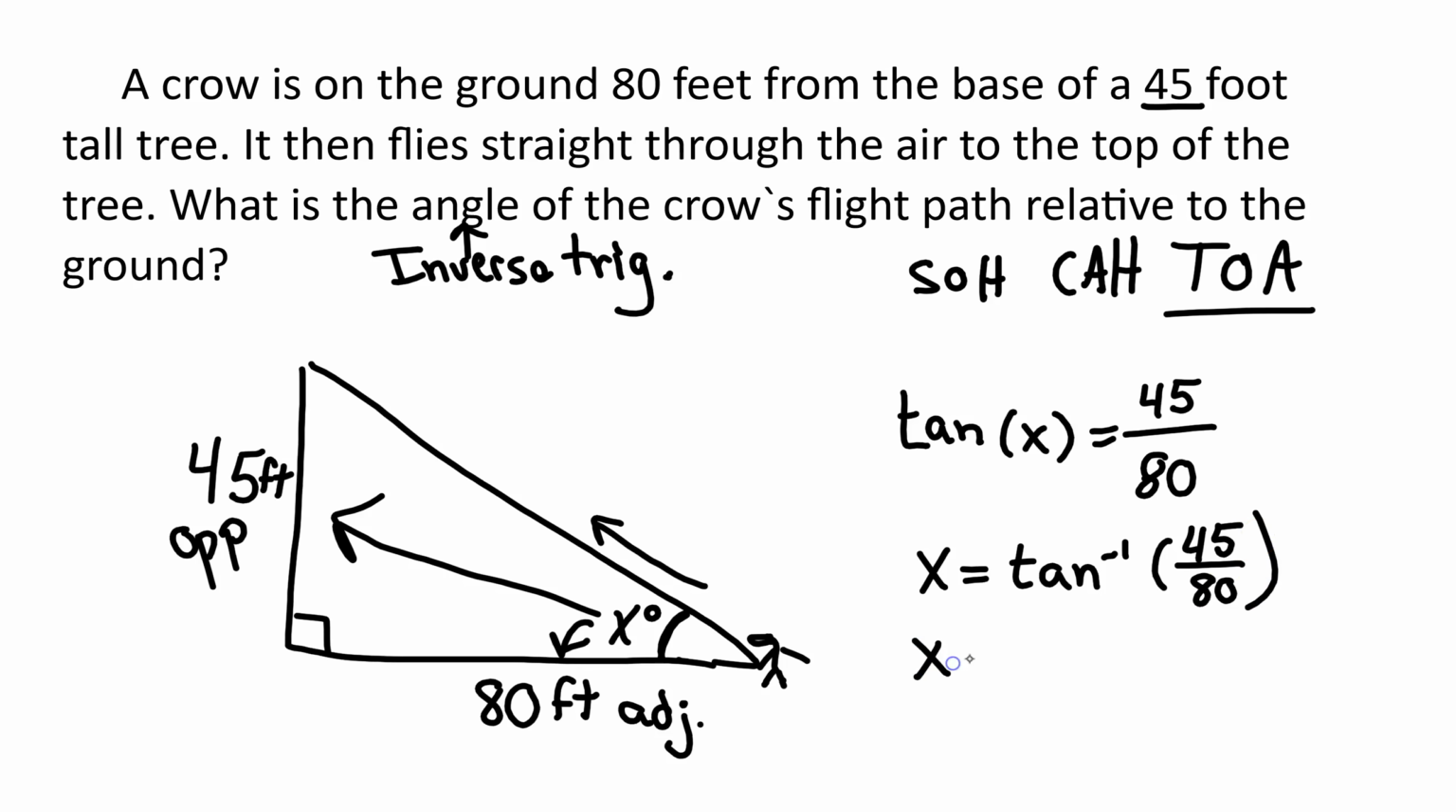From there, we just need to put that problem into a calculator. So the answer we should get is 29.358 degrees. All right, but that's all it is to word problems. You draw, because this is right triangle trig, we're going to draw a picture of a right triangle and label the pieces they give us in that triangle.